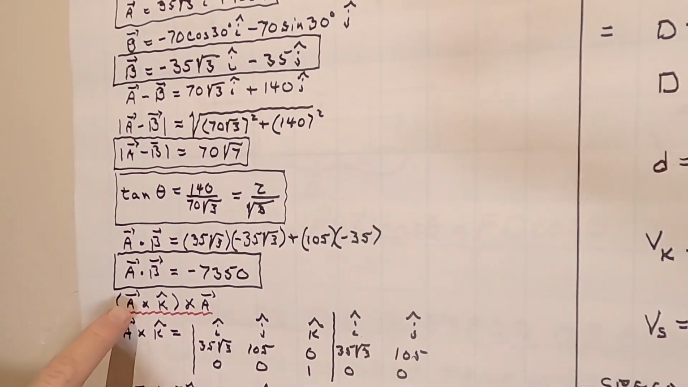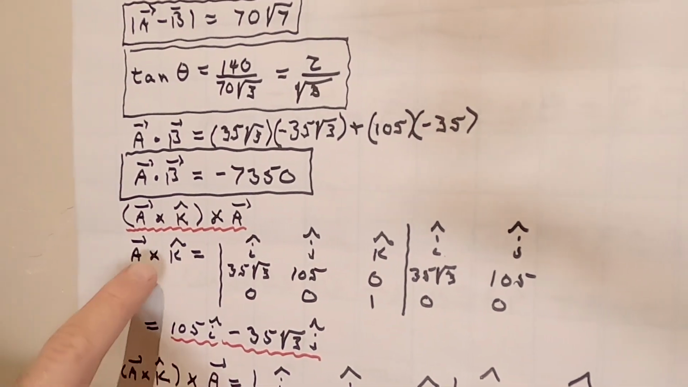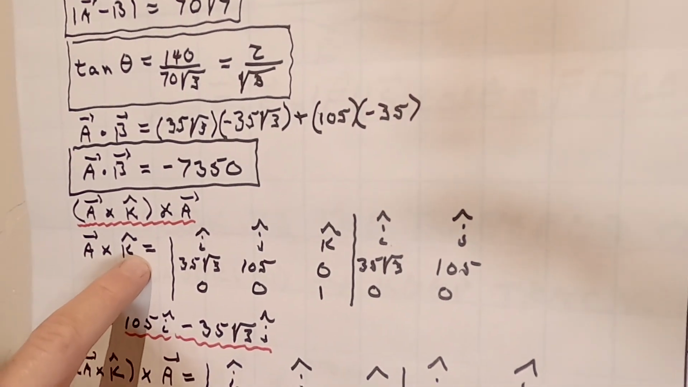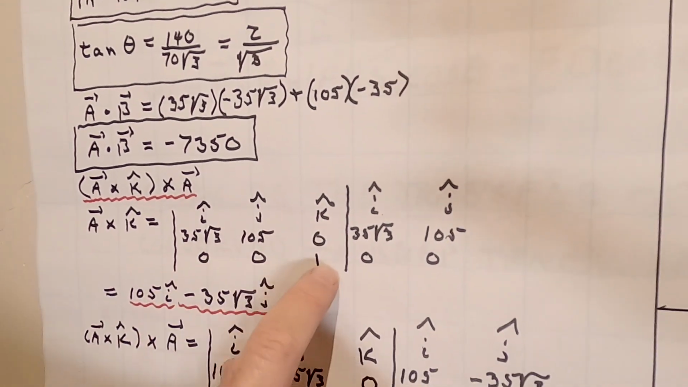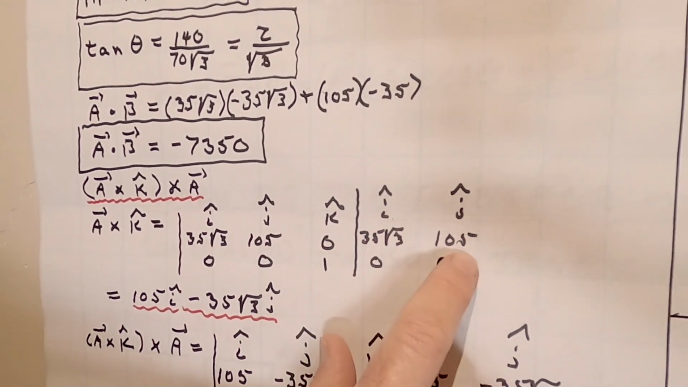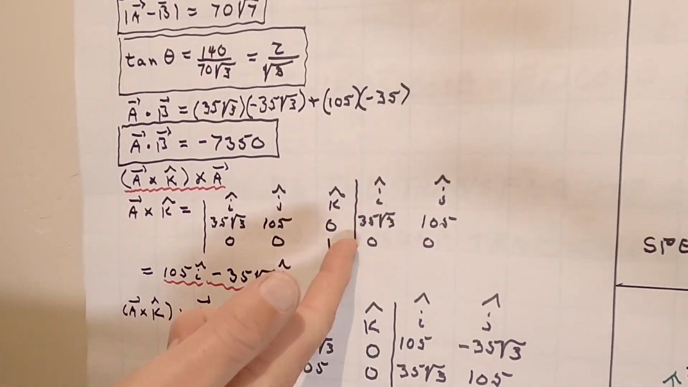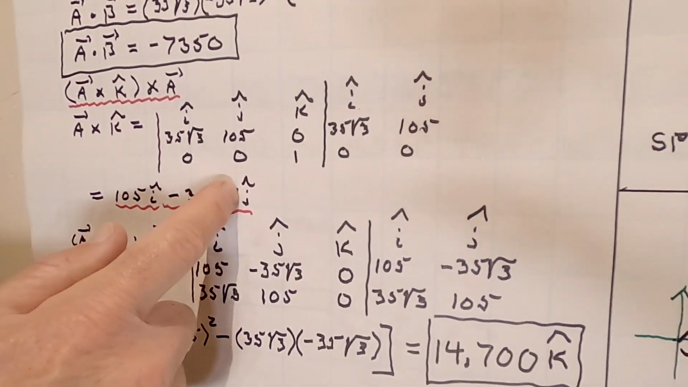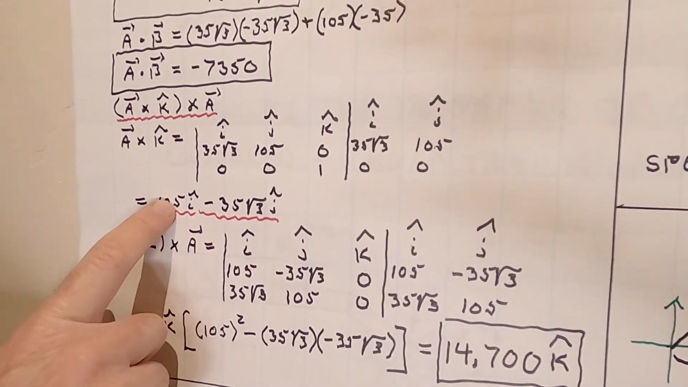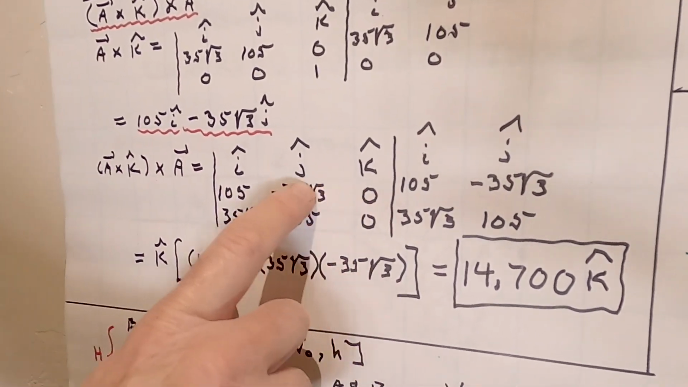Okay, then I asked you to find A cross K, quantity, cross A. So we'll first do the A cross K. Here is my matrix. Here's my A. There's my K. Copy it down. And when we go down this way, we got 105 i's, and we got minus 35 square root of 3 j. So there is A cross K. Now we want to take this and cross it with A again.